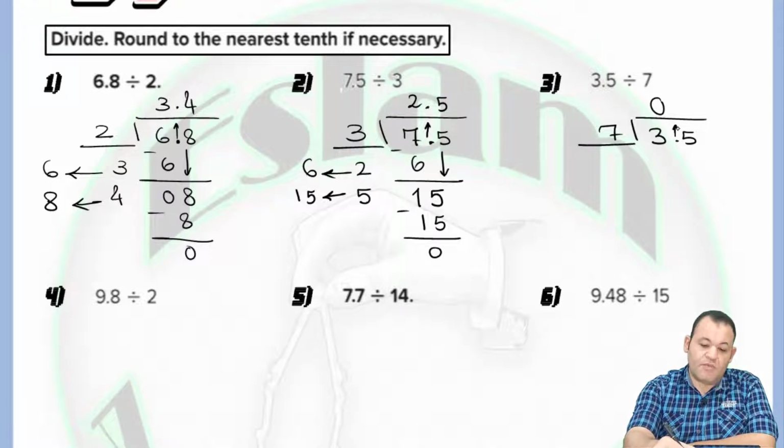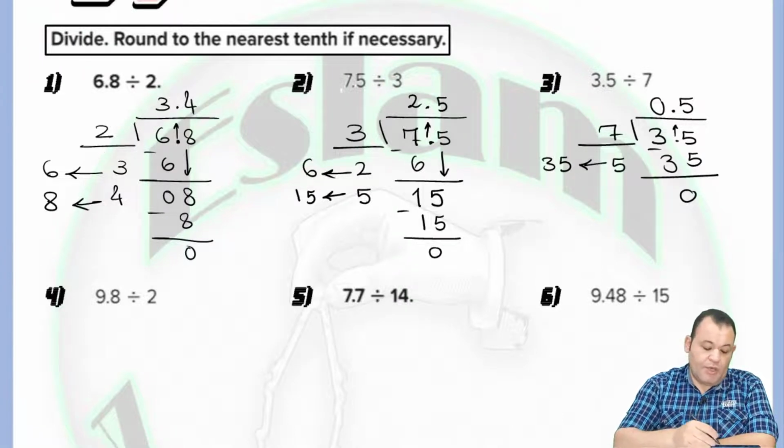Once you find the decimal point, put the decimal point up, then take the next number. So we have 35. 35 divided by 7 equals 5, because 5 times 7 equals 35. Just write 5 up and 35 down. Now subtract, it will be equal to 0. So again for number 4.